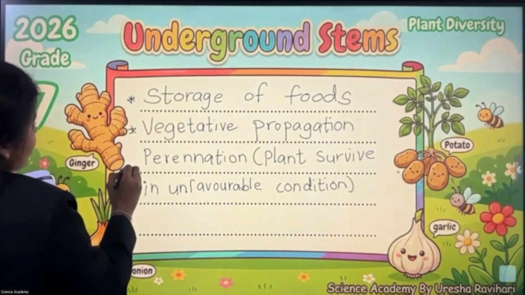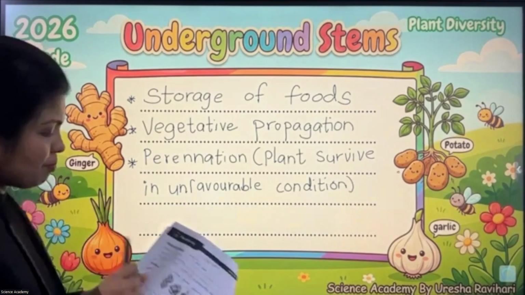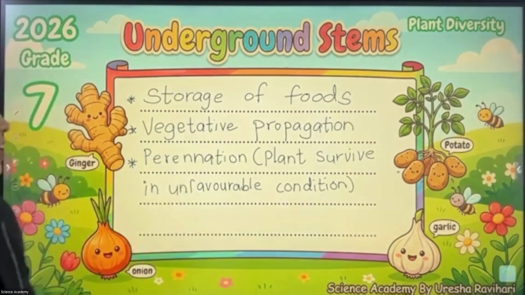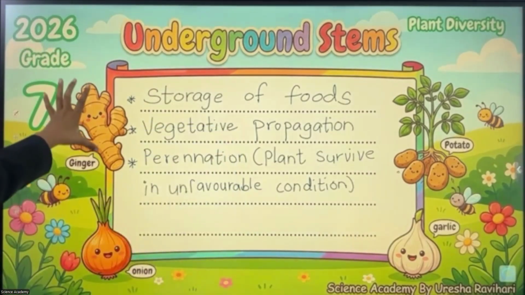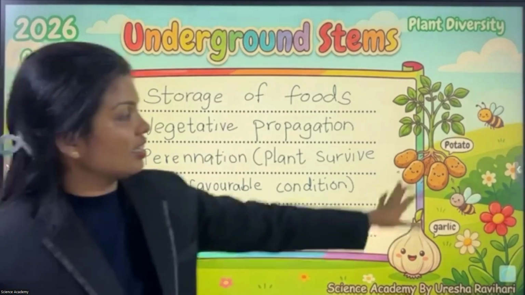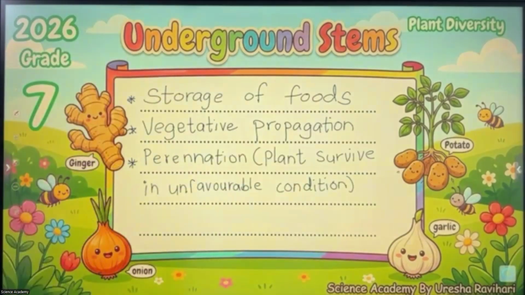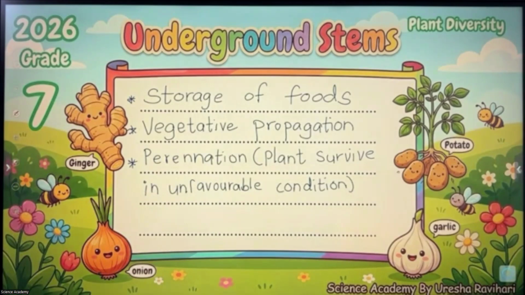Okay, so these are the functions. You can write down the examples at the places that I have given. Here, ginger, onion, garlic, you can write down using the slide that I have mentioned.